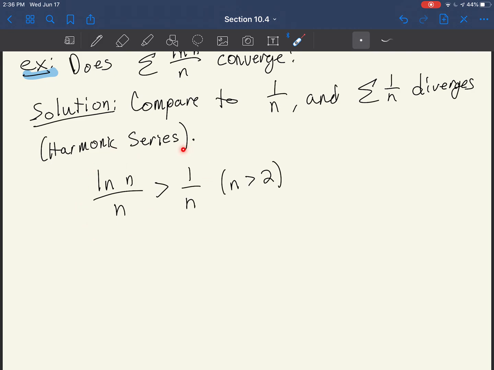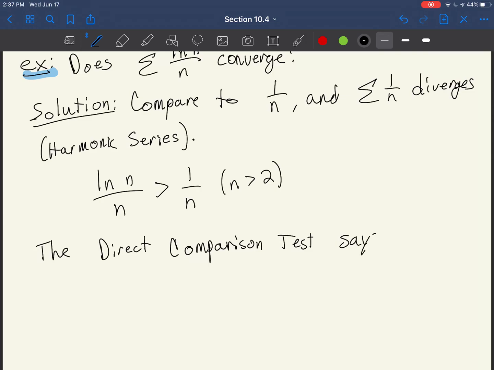So we have that our sequence, natural log of n over n, is greater than a sequence that when you add it up, it diverges. So that means that the direct comparison test says that the summation of the natural log of n over n diverges.